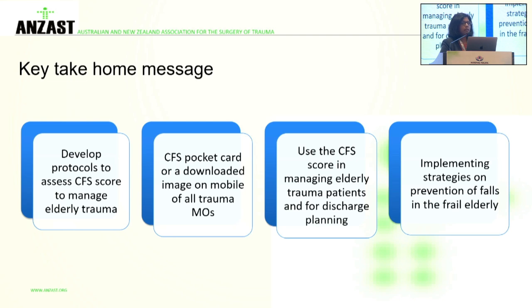So the main take-home message from this study that Sri Lanka probably can implement into their trauma care is to develop protocols to assess the clinical frailty score in managing elderly trauma patients above 65 years. And everyone in the trauma team can probably have a pocket card or download the image of one of those frailty score assessing tools on their mobile, and use that to assess these patients. And also these scores will then allow you to predict the patient's outcomes, and also help in discharge planning.